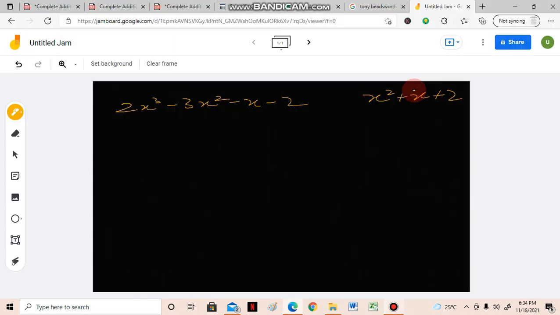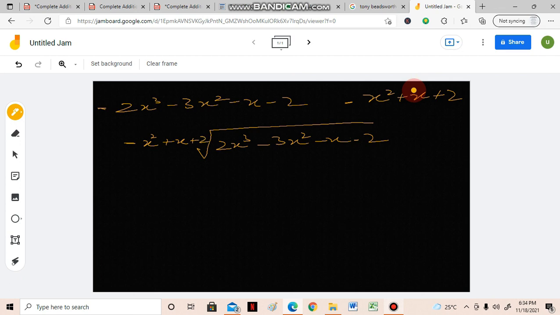So okay, so this is the polynomial equation, and this is the expression, and we have to divide this both. So let's start. We will again make the long division. We will write 2x cubed minus 3x squared minus x minus 2, and then this will divide by minus x squared plus x plus 2.